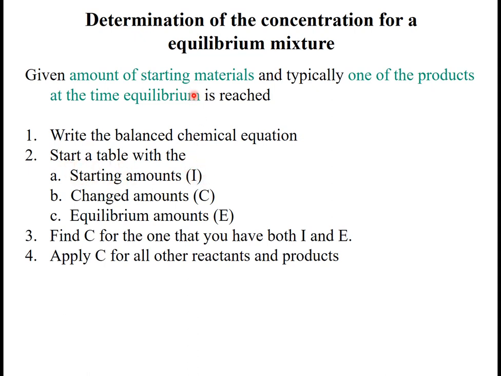Okay? So you're typically given starting materials. So you're given an amount of all the reactants. And typically one of the products, although it doesn't have to be a product, we're going to do a problem in which they actually give you another of the reactants at equilibrium. So you write the balanced equation, which is usually given for you. You create an ICE table. You find the change for one that you have both the initial and the equilibrium amount for, and apply that change for all of the other reactants. So let's do an example of that.